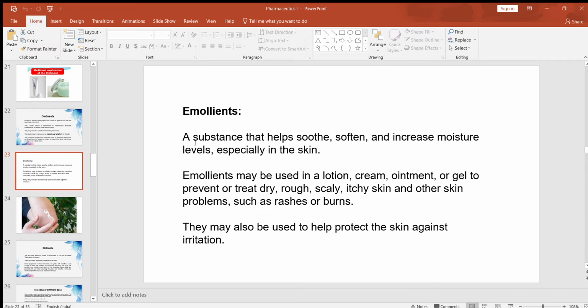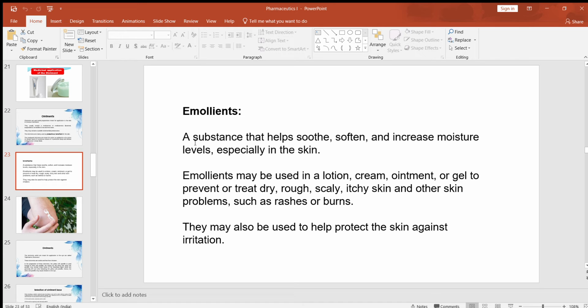Dry, the skin becomes dry and rough. That means the moisture level of the skin is reduced. So what you can do is use an agent that acts as an emollient, especially through a formulation known as an ointment. Many preparations applied on the skin can act as an emollient.